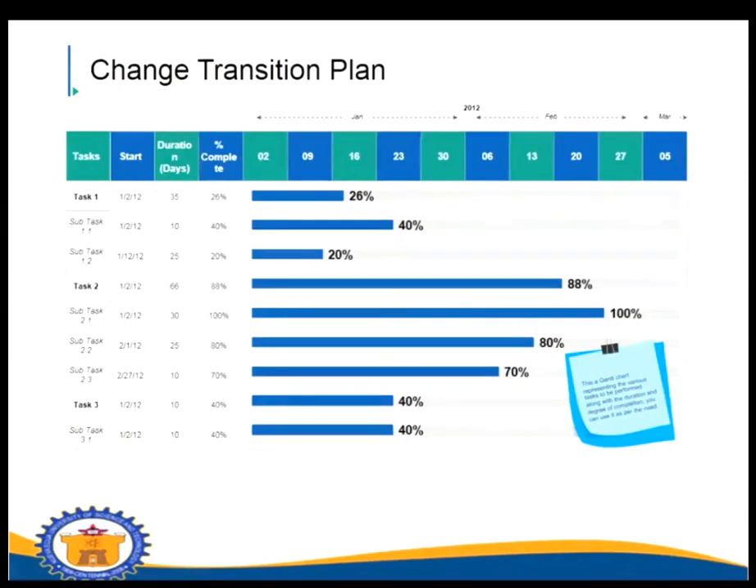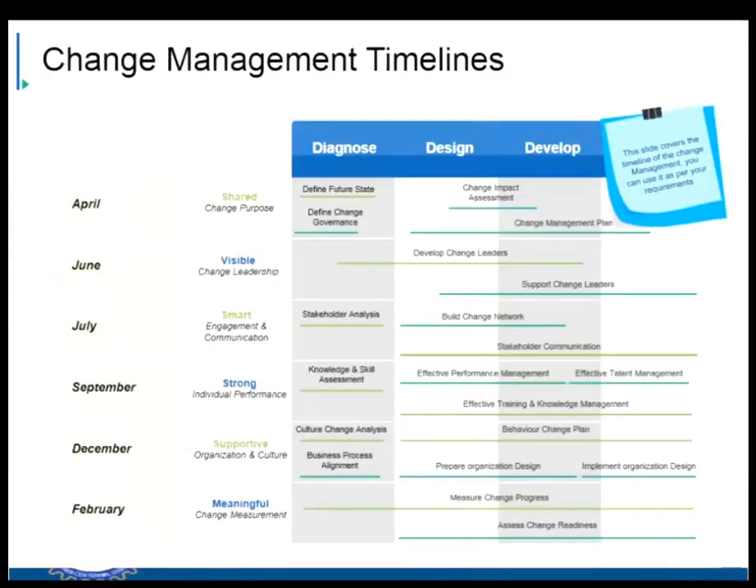The next is an example of change management showing tasks and duration of the change transition. It is similar to a Gantt chart of project implementation. These are more examples of change management plans.